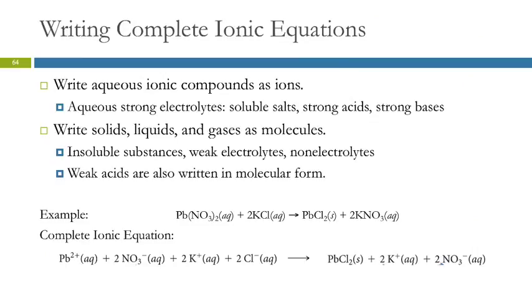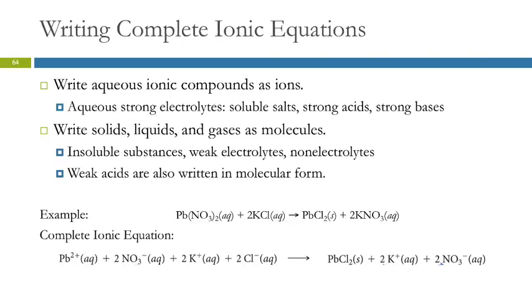So writing a complete ionic equation, you're going to write all of the aqueous ionic compounds as ions. These are the soluble salts, the strong acids, the strong bases, anything that's a strong electrolyte. If you see AQ as the state symbol, that's ions. Solids, liquids, and gases are all written as molecules because they're not ions in solution. These are the weak electrolytes, the non-electrolytes. The weak acids: the difference between a weak acid and a strong acid is a weak acid only ionizes a little bit, and a strong acid ionizes completely.